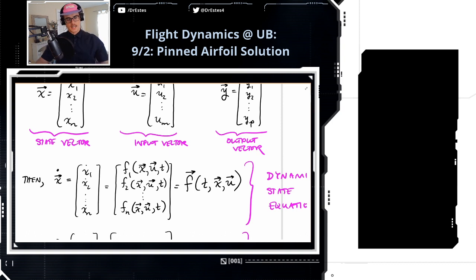So if you just want to concisely consolidate your state equations with this kind of notation, this is the way to do it.